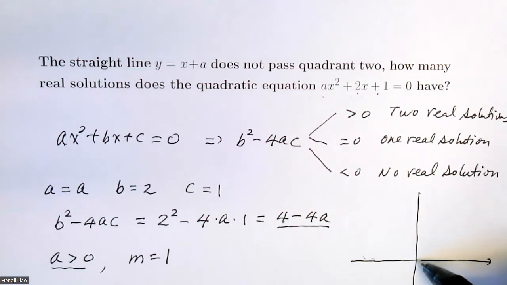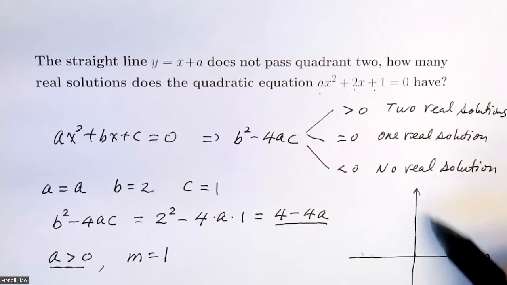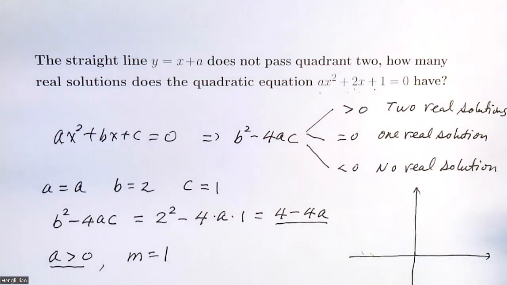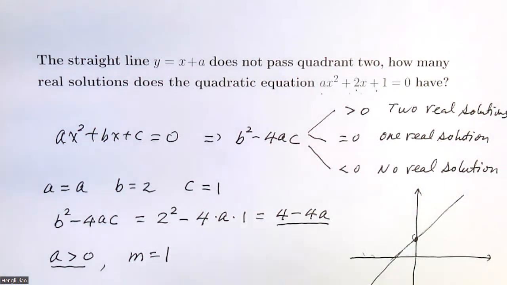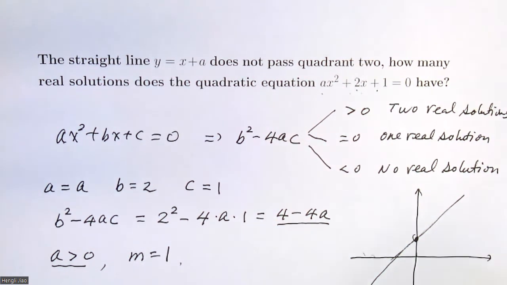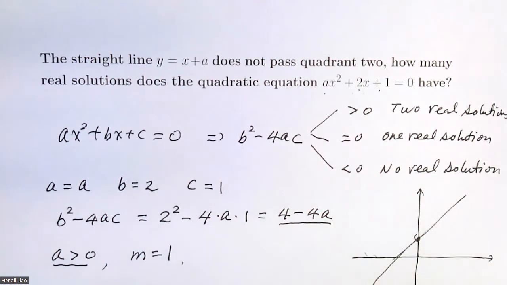So here, if a is greater than 0, which means the intercept must be on the positive y-axis, which means here. It doesn't matter where, say we just put it here. Because m equal to 1 means the graph goes up from left to right. So the graph looks like this. You can see when a is greater than 0 and m equals 1, your straight line definitely passes through quadrant 2. And so therefore, a cannot be greater than 0.